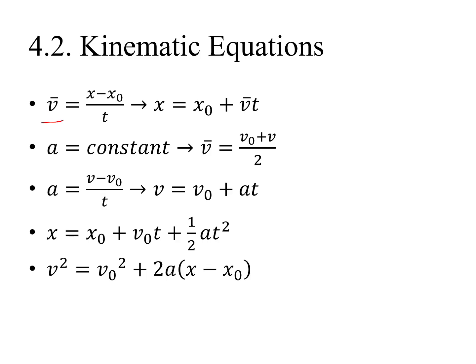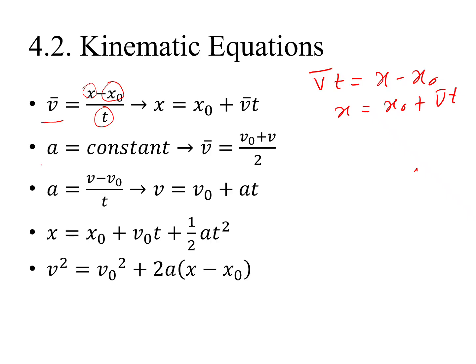Average velocity is displacement divided by time. Displacement is final position minus initial position divided by time. So if we multiply both sides of this equation by t, we get average velocity times t equals x minus x naught, and we can rearrange this so we get x equals x naught plus vt.